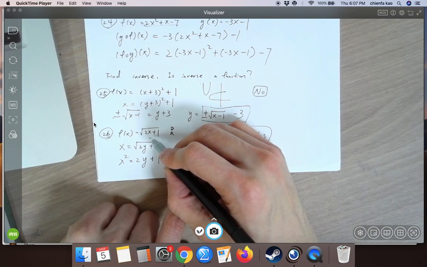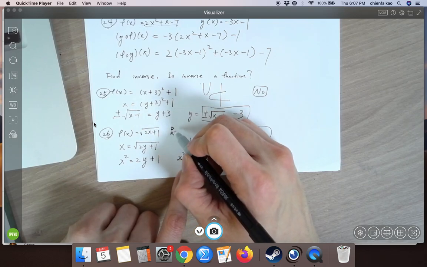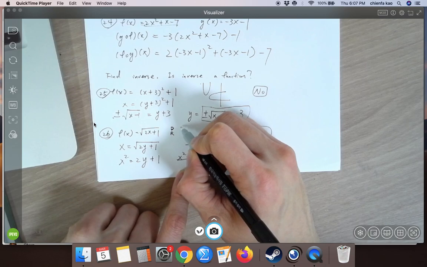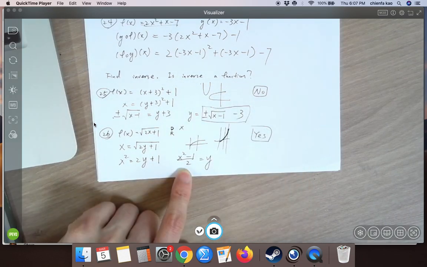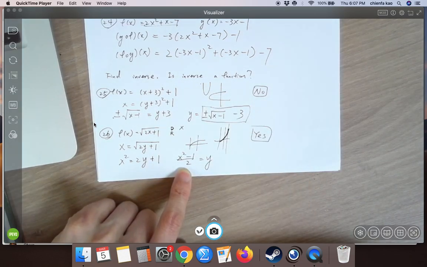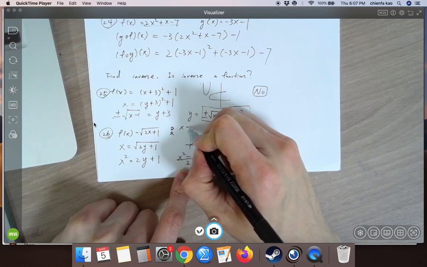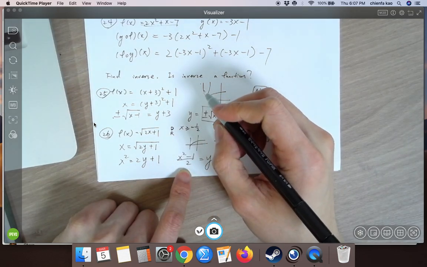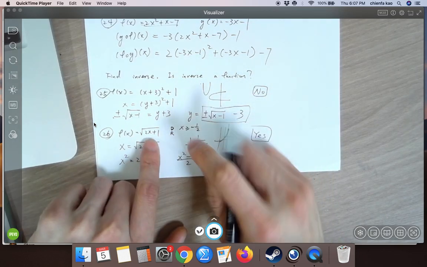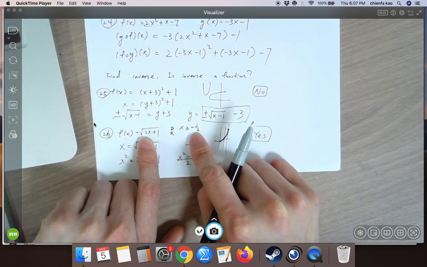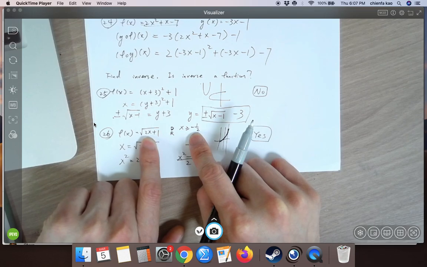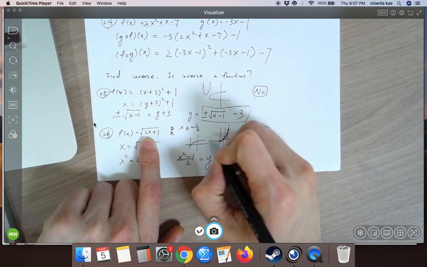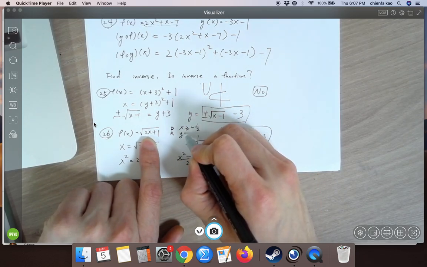Domain is that x can be negative half, but cannot be any less than negative half. So it has to be greater than or equal to negative 1 over 2. When x is negative 1 over 2, y is 0. So it must go up. So y has to be greater than or equal to 0.